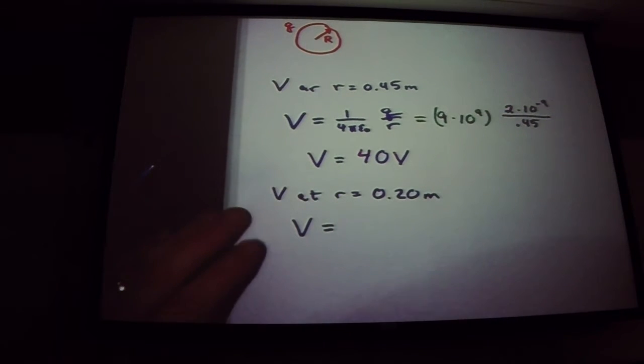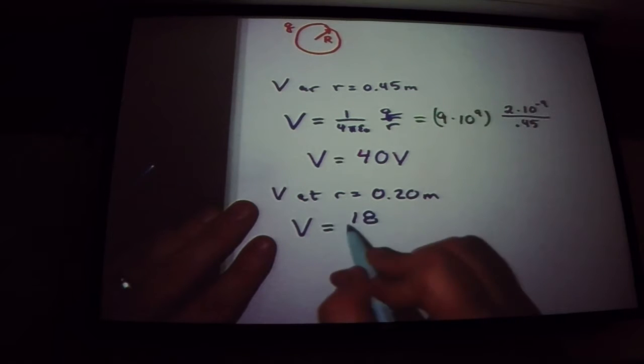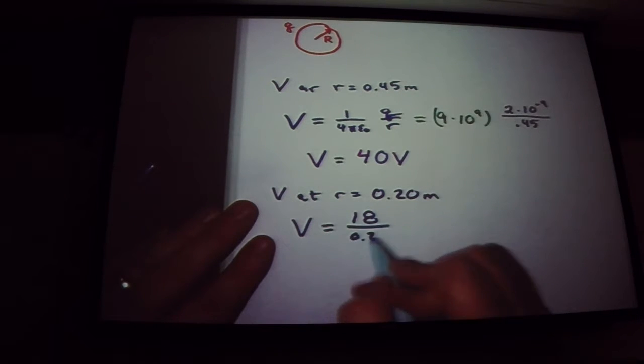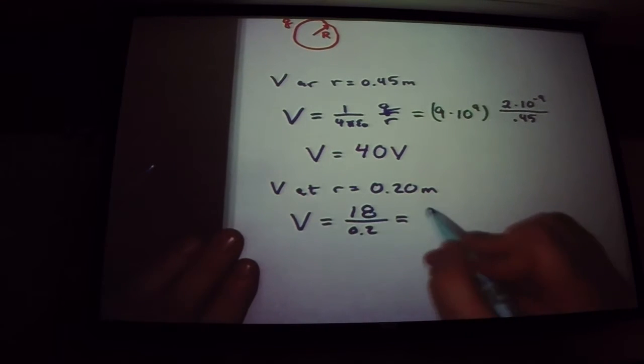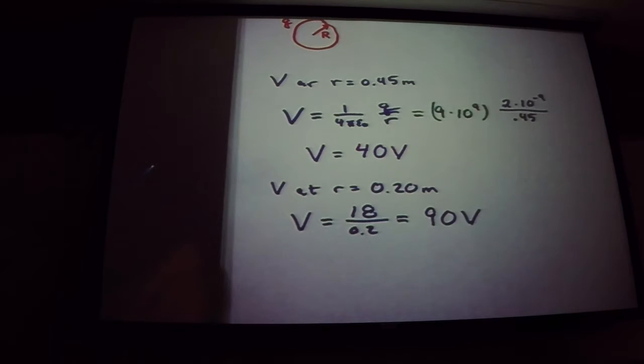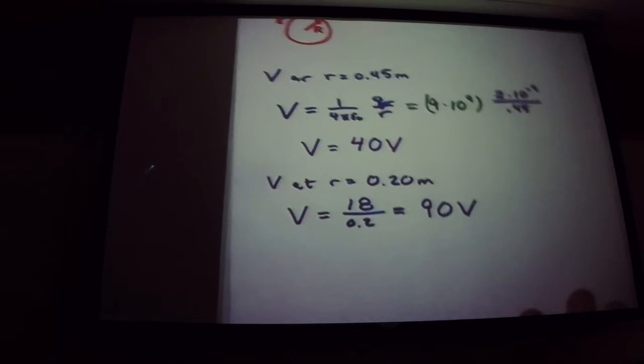Okay, I'm going to take a shortcut here. This would be 18 divided by 0.2. I've already multiplied the charge and this, and I got this. 18 times 5? 90. There we go. 90 volts. This is where you have the question, right? Yeah, the question's coming up.